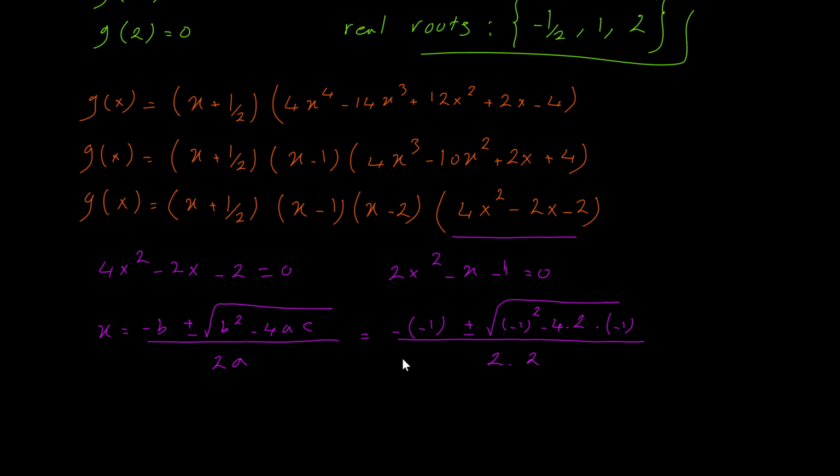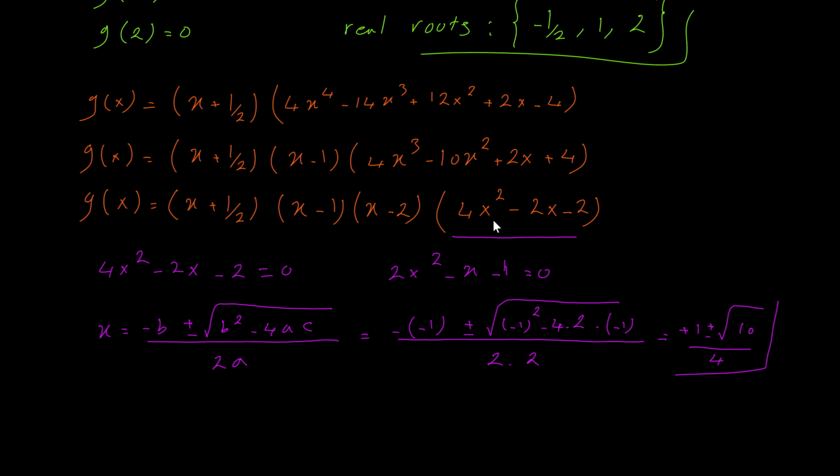Now if we do the simplification, what we are going to get is 1 plus or minus root 10 over 4. So we have here two irrational roots, 1 plus root 10 over 4 and 1 minus root 10 over 4. So we got two roots here and three real roots before, and it gives us the total of 5 roots for the polynomial.